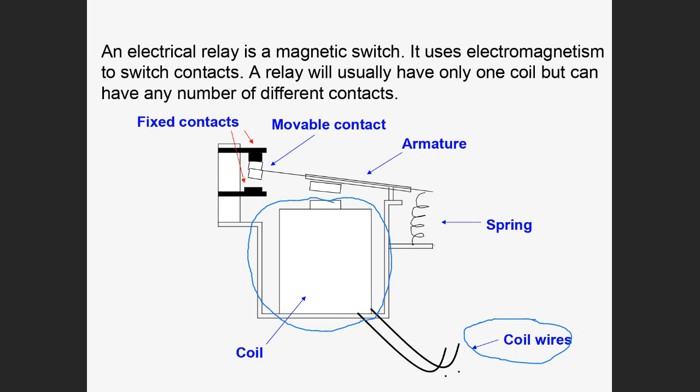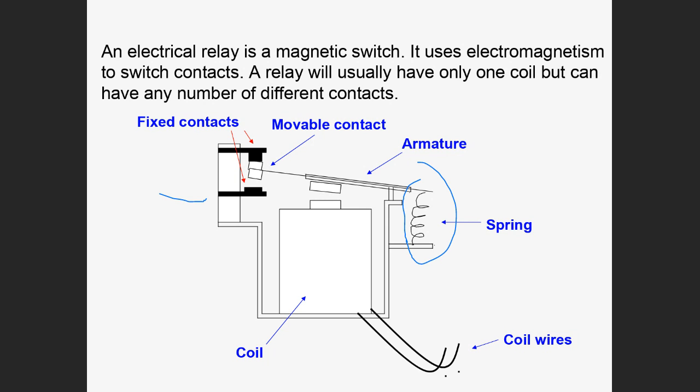When you provide a current to the coil, it magnetizes. Then this other part, which is separate, the armature, is basically a switch that moves up and down. When the coil is energized, the magnetic field pulls the armature down, and the armature will make contact with this lower contact. When there's no power on the relay, it's in the position shown in the picture. There's a spring right here that pulls the armature away from this bottom contact.